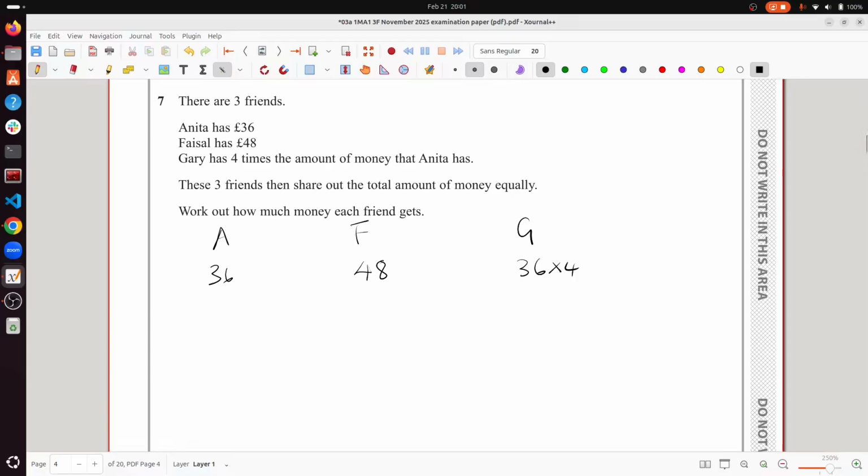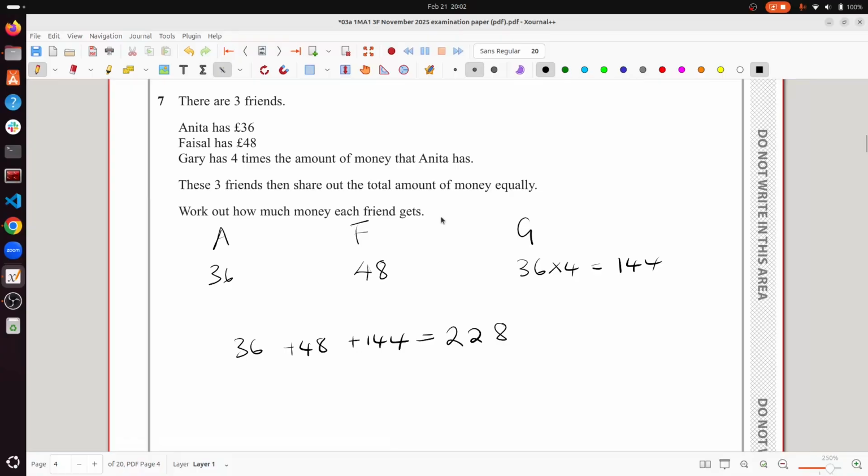And since it's a calculator paper, make sure you use your calculator. 36 times by 4 gives you 144 pounds. These 3 friends then share out the total amount of money equally. Work out how much money each friend gets. So we know that we have 36 plus 48 plus 144, and that gives you 228.